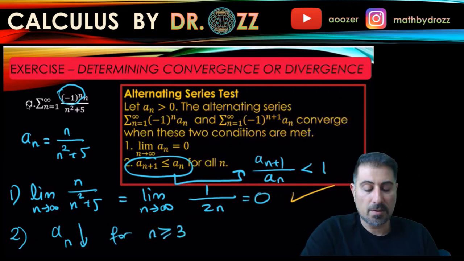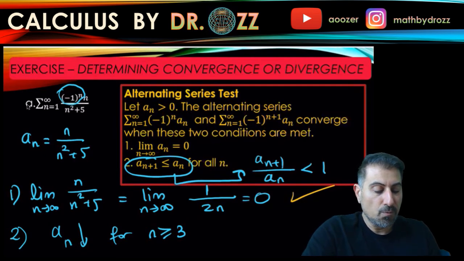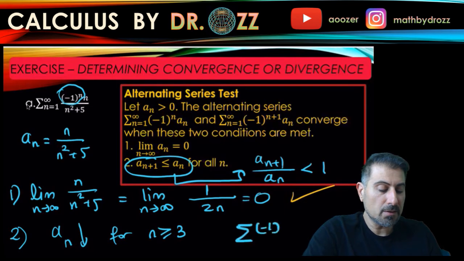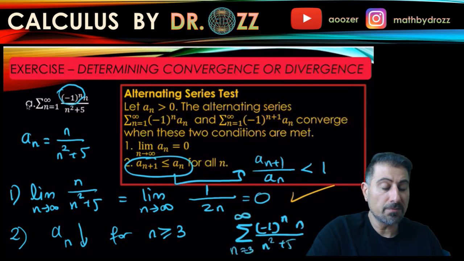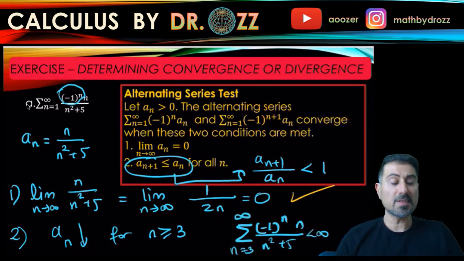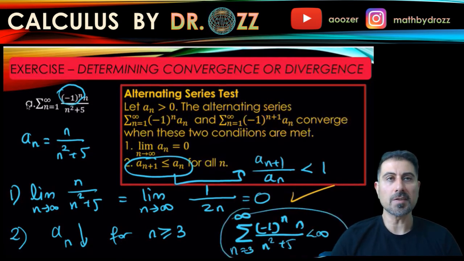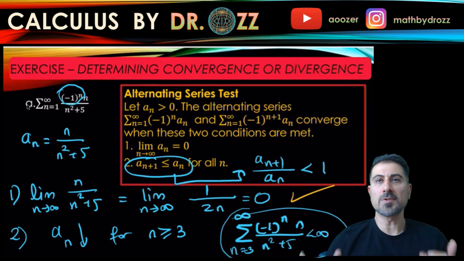So that means that these two conditions are met. So the alternating series, n squared plus 5, where n starts from 3 all the way to infinity, is convergent. So this sum is convergent. You have infinitely many terms adding up to a finite number, and you have 2 more terms coming from here for n equals 1 and n equals 2. Adding these 2 terms to this infinite sum is not going to change the convergence of the sum. So the sum is going to be convergent.